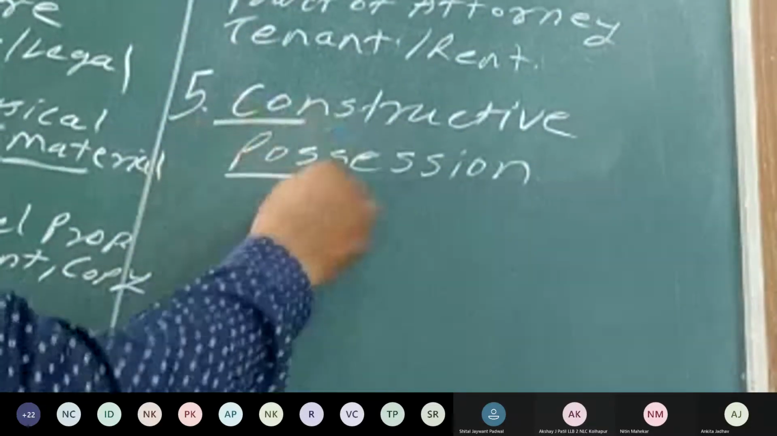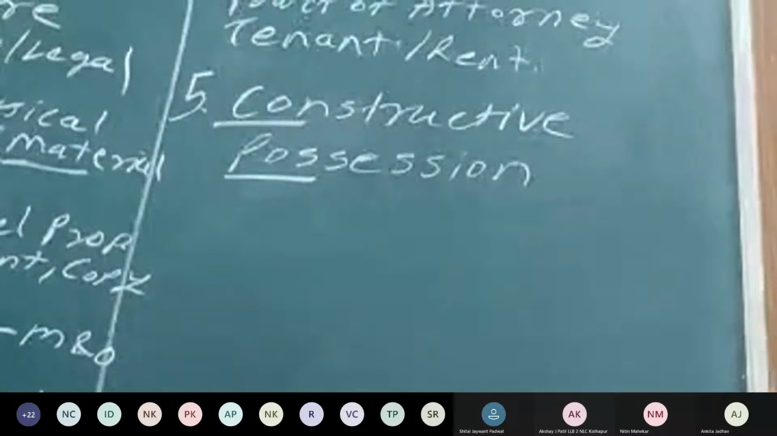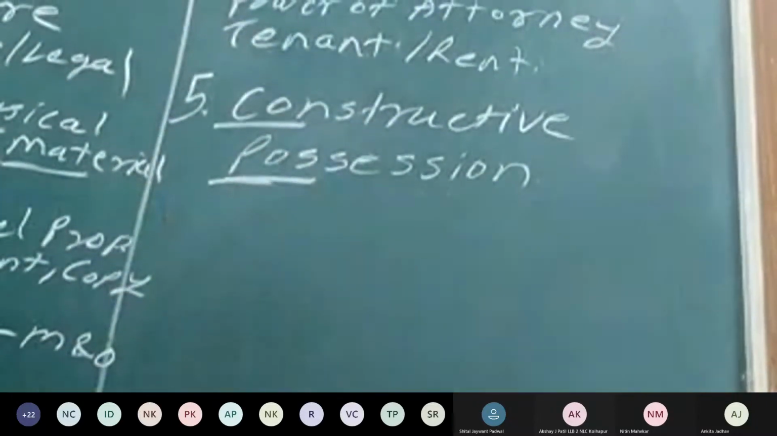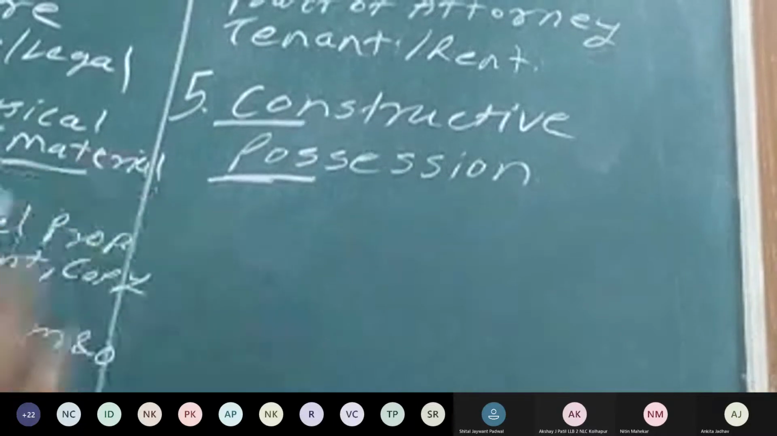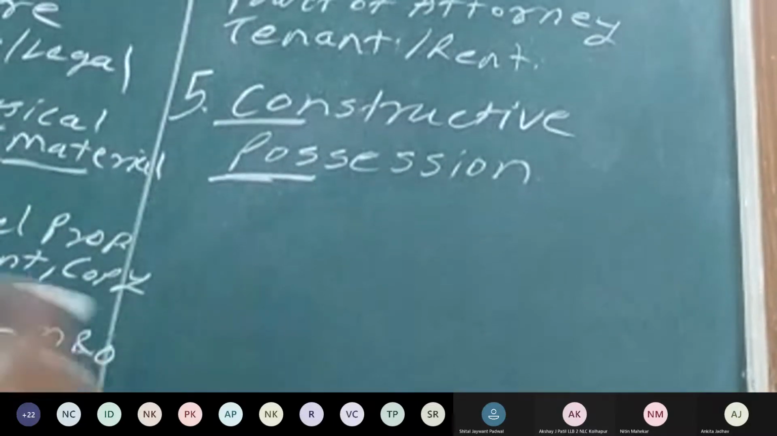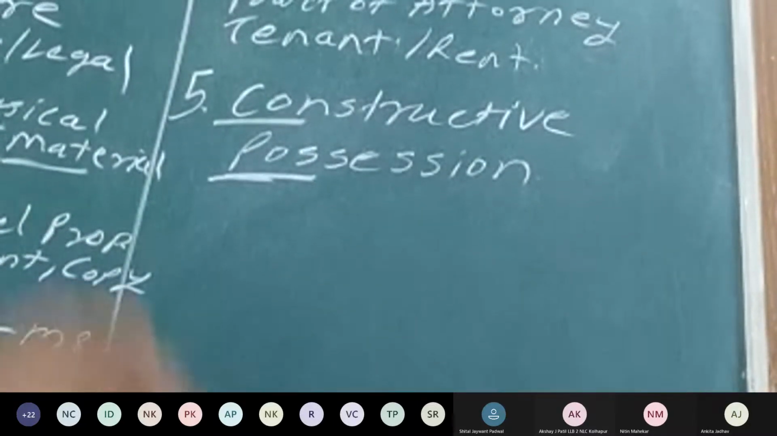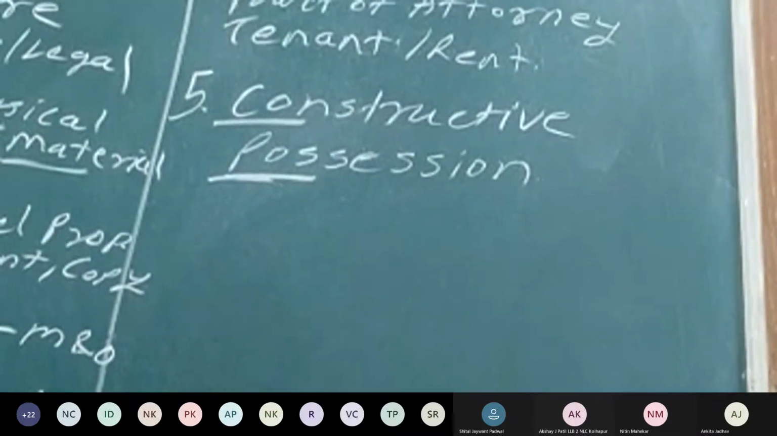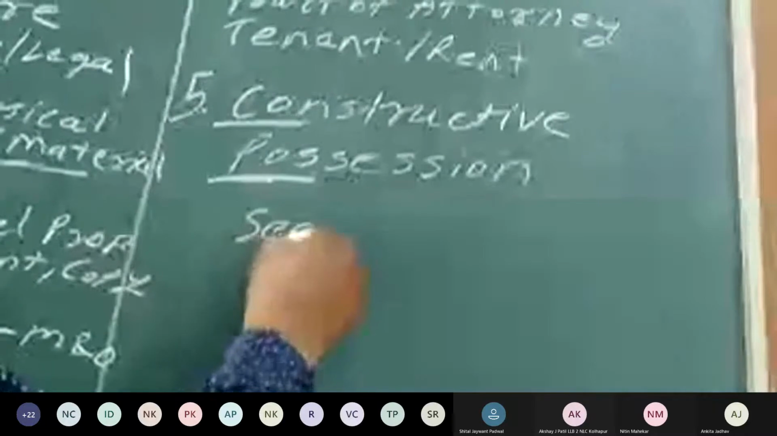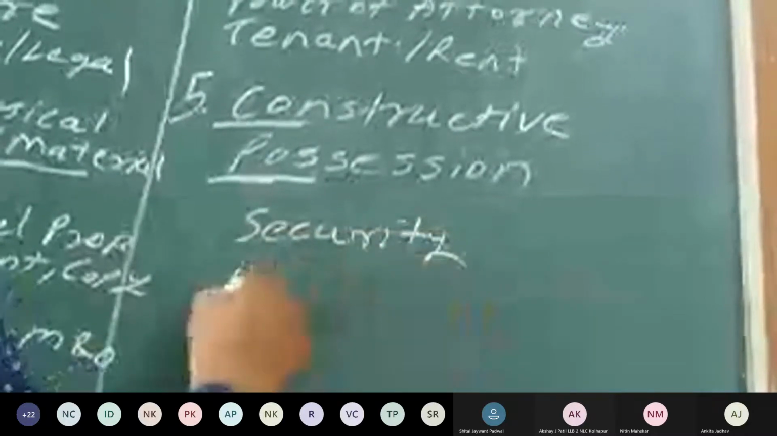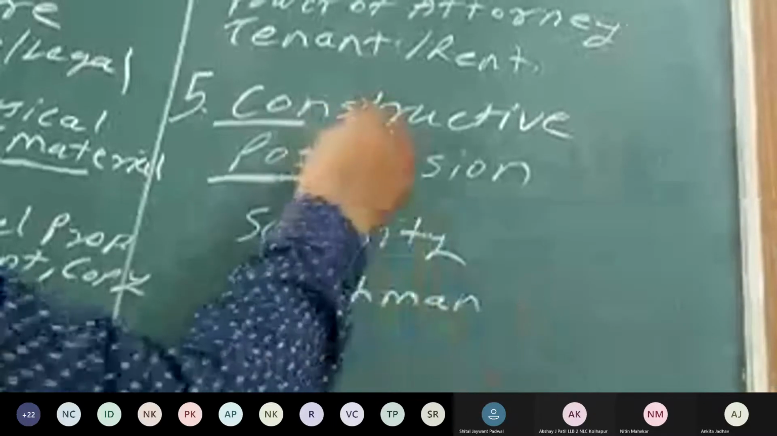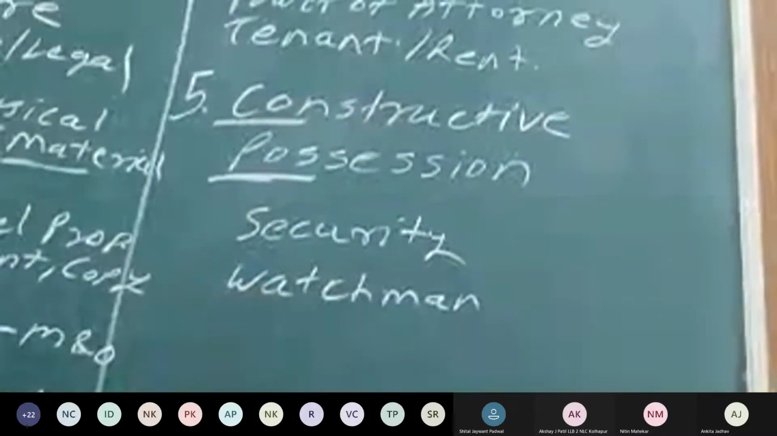Then the constructive possession. Constructive possession means, for example, I am the owner of a particular premises, I am the owner of the company, but the keys are given to the watchman, the keys are given to the security guard. Then that security guard, that watchman, is in the constructive possession of the property.